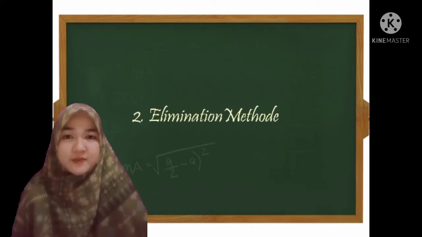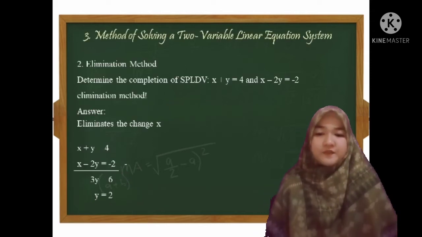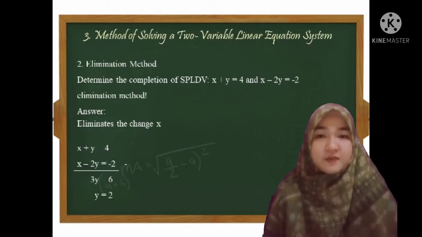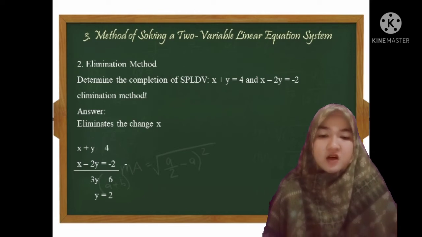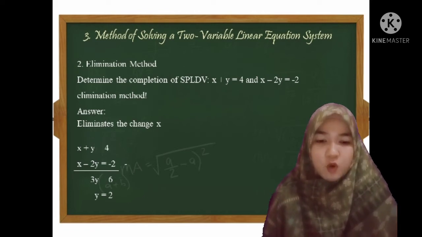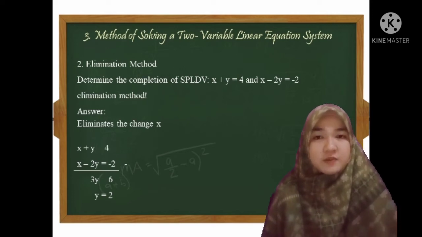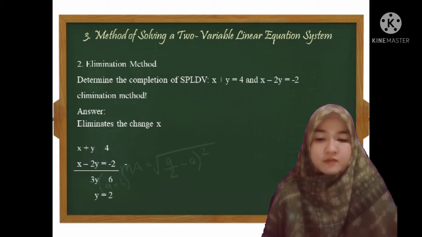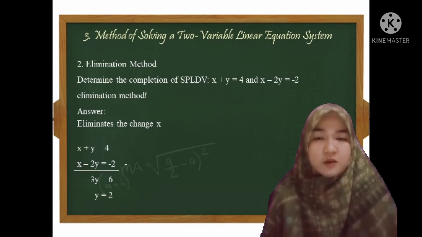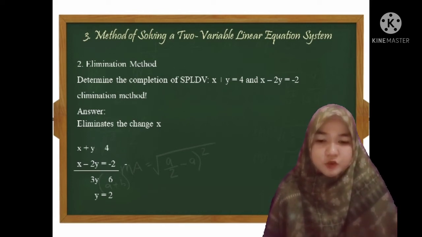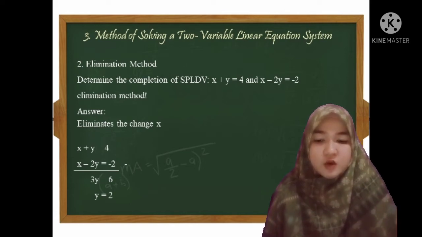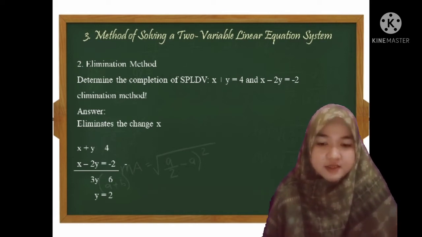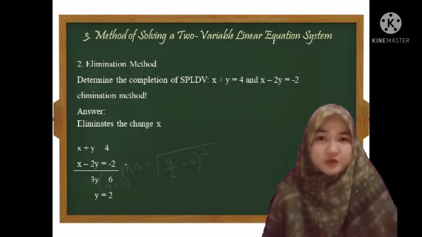2. Elimination method. Determine the solution of the SPLDV x plus y equals 4 and x minus 2y equals minus 2. Answer: eliminate the variable x. x plus y equals 4 minus x minus 2y equals minus 2 becomes 3y equals 6, and y equals 2.